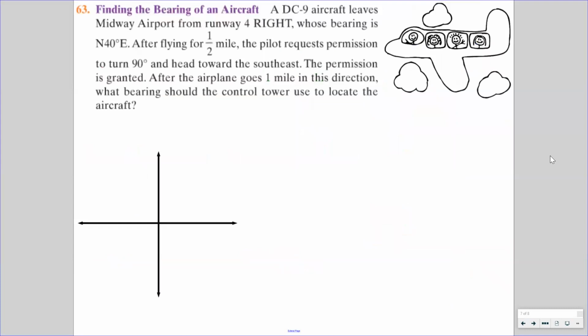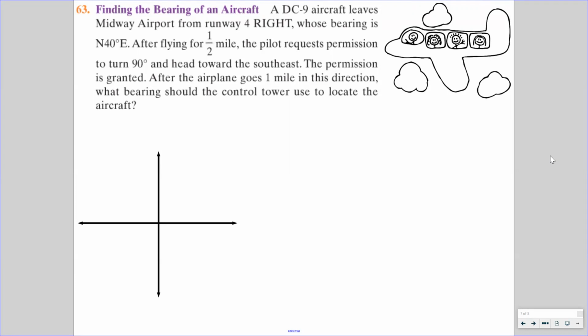Okay, so number 63, there's a space for you guys at the bottom of page 3 on your student note packet. It looks like this. We are told that we're flying in a plane and we leave Midway Airport from runway 4 right, whose bearing is north 40 degrees east. So we're on a plane flying north 40 degrees east. So that's bearing method 2 there. And we're told that after flying for a half a mile, the pilot requests permission to turn 90 degrees and head towards the southeast. Permission is granted. After the airplane goes 1 mile, we want to know what bearing the control tower needs to use in order to locate the aircraft at that point.